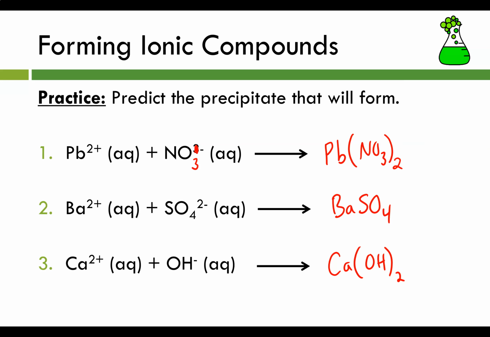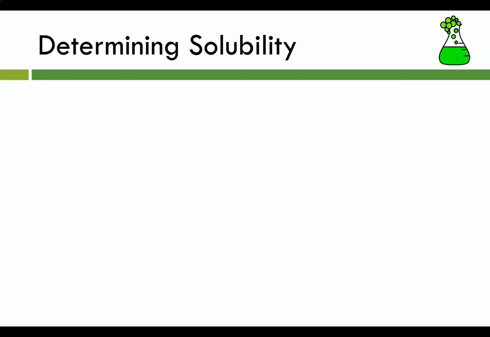These are the 2 big pieces of predicting the products of a double replacement reaction. Take the reactants, dissociate them, and then recombine the ions, use the criss-cross method to predict the formulas of the products that will form. The last little piece is determining solubility, deciding will this substance stay as aqueous ions in solution, or will it form a solid and will observe a precipitate.